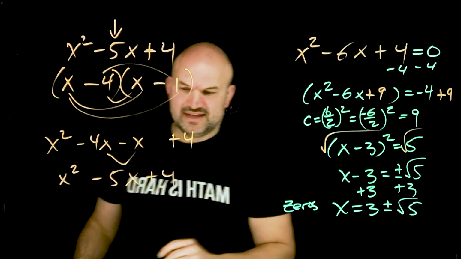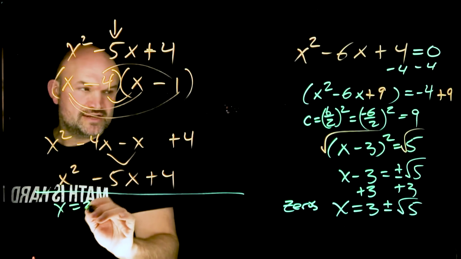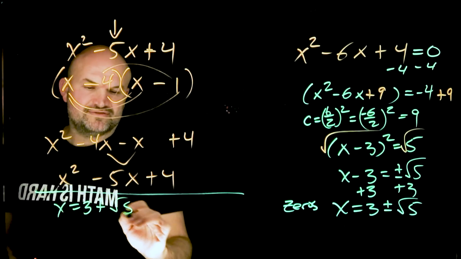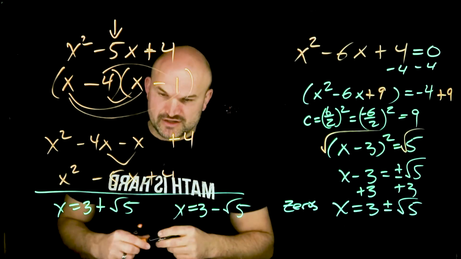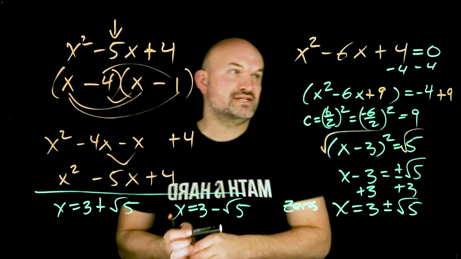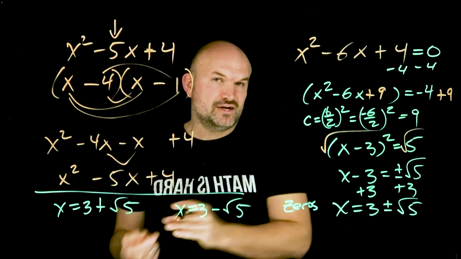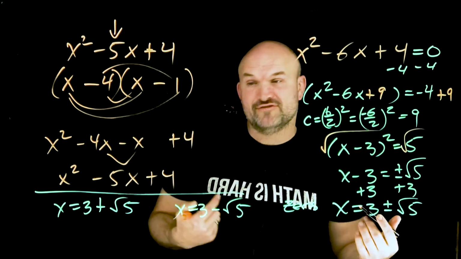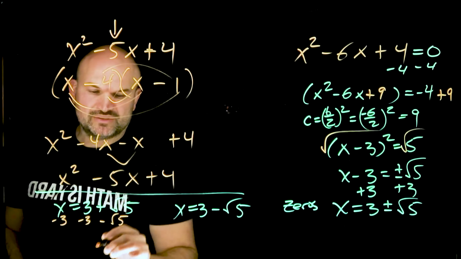So let's actually separate them out. What I'll have is x equals 3 plus the square root of 5, and x equals 3 minus the square root of 5. All I'm simply going to do is set these equal to 0. These are the values that make it equal to 0. So I'm going to rewrite them equal to 0 so I can rewrite them in what we call our factored form. To do that, I'll just subtract 3 on both sides and subtract the square root of 5.